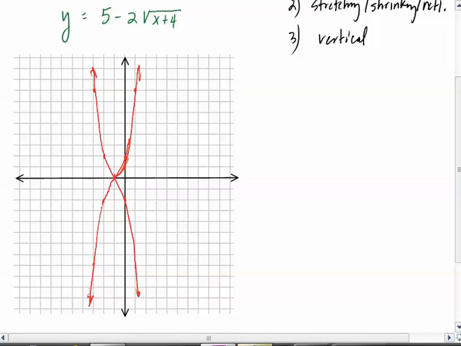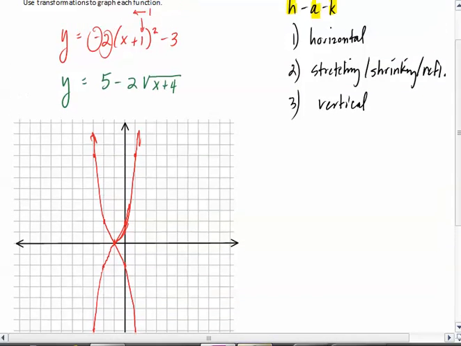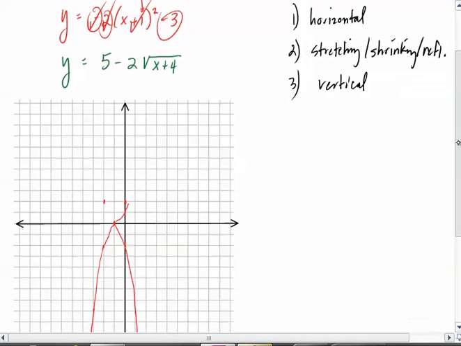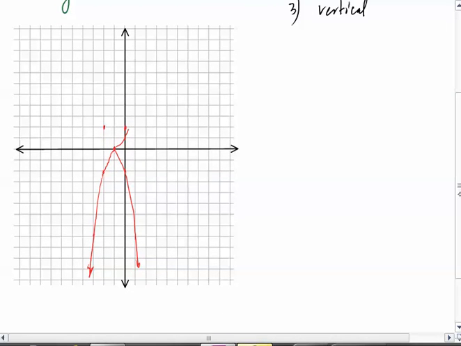Okay, so I've taken care of my plus 1, I've taken care of my 2, and I've taken care of my negative. The very last thing I'm going to do, and I'm going to pull this one off of there just so it doesn't confuse me, is move down 3. So let me now move it down 3, and I'll make it nice and bold. Every point is just going to move down 3. That point's going to go down 3. This point's going to go down 3. That one down 3. And there's my new graph.